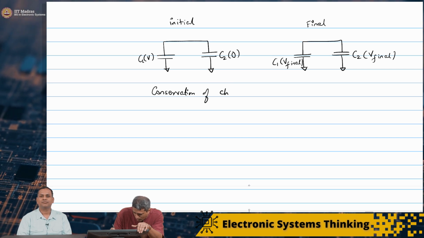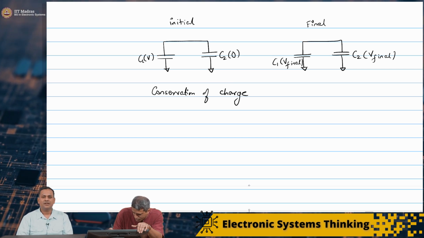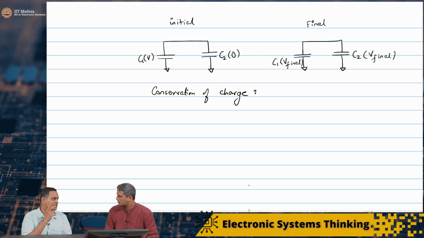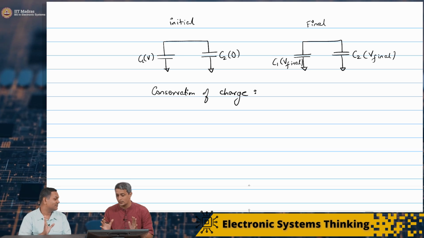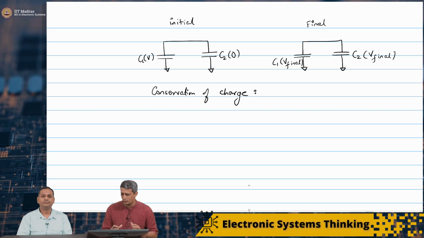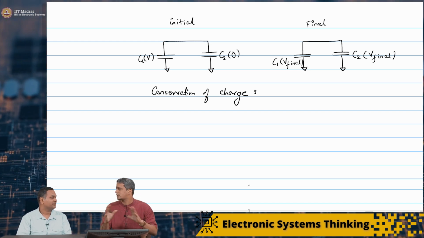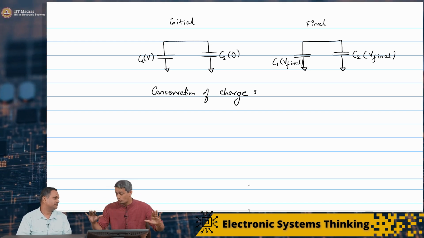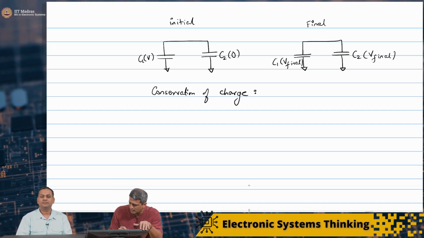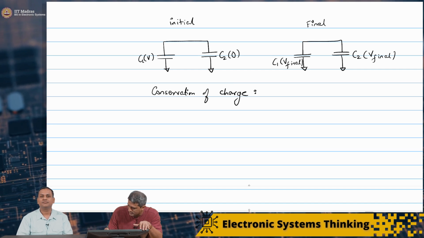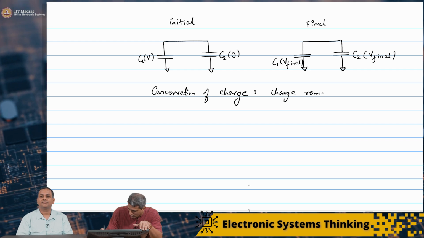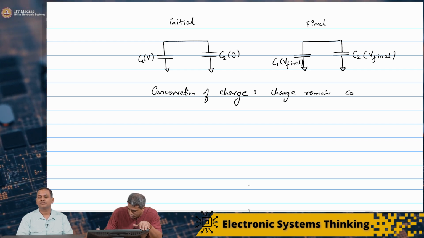So basically we are using conservation of charge. This is a very fundamental law. We can use it here because there are no other sources, voltage or current sources. No other source is able to pump in or take away charge. Right. And therefore the charge in the system has to remain constant all through the process. Okay. So therefore if we look at this, essentially this says charge remains constant.